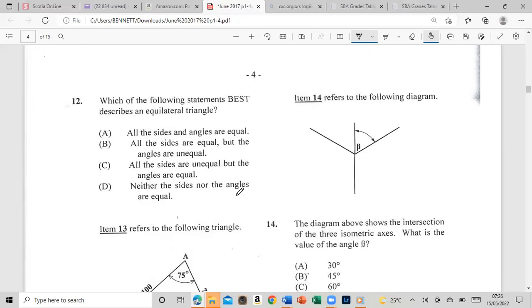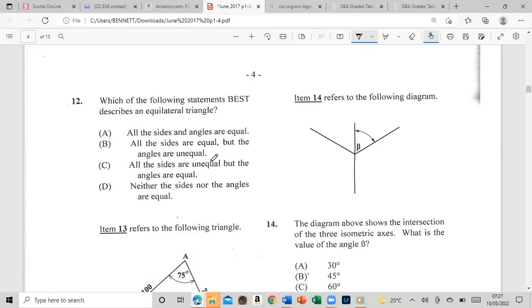A. All the sides and angles are equal. B. All the sides are equal, but the angles are unequal. C. All the sides are unequal, but the angles are equal. D. Neither the sides nor the angles are equal.